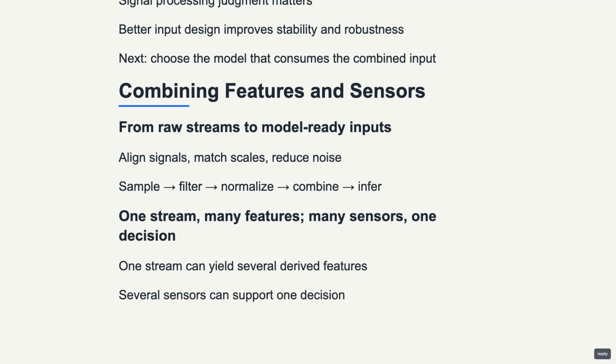Fusion across sensors goes one step further. Accelerometer, gyroscope, and heart rate data can reinforce each other. So the model sees complementary evidence instead of relying on a single channel that might be incomplete or misleading.